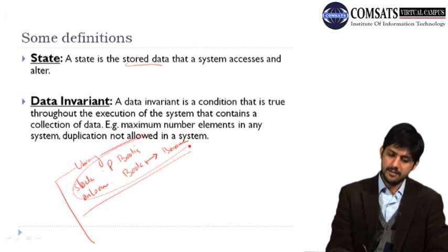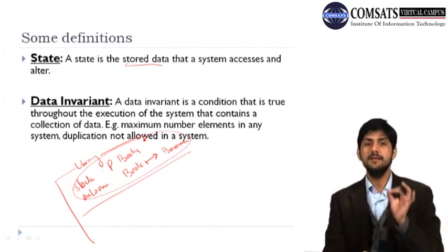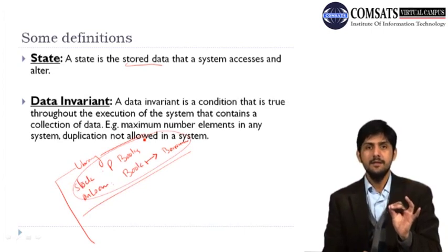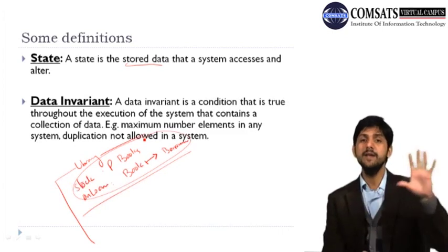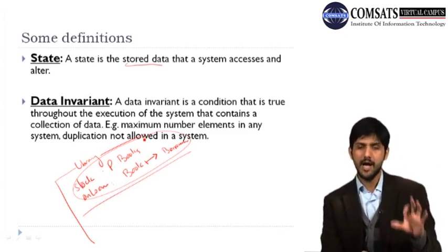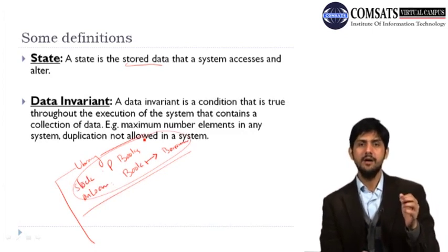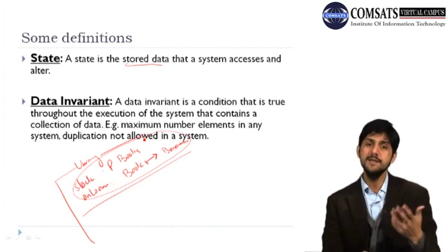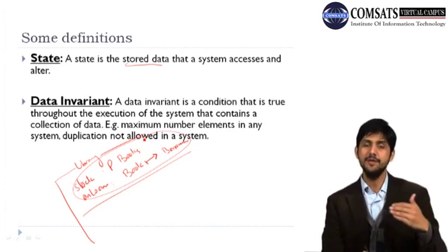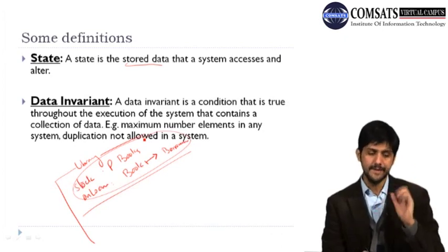So these two variables represent the data which is going to be stored in my system, and by applying different operations, I am going to either access the stock, or access the set of on-loan books, or I'm going to change these two sets. So this is the definition of a state. That a state is the stored data that the system accesses and alters.